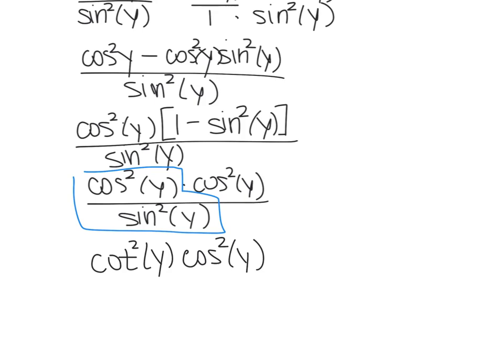It's very important that when you're verifying identities, you take your time and you try not to overcomplicate your simplification when you're verifying. Use the reciprocal identities, the ratio identities, and our Pythagorean identities. Don't overcomplicate the process when you're doing these on your own.